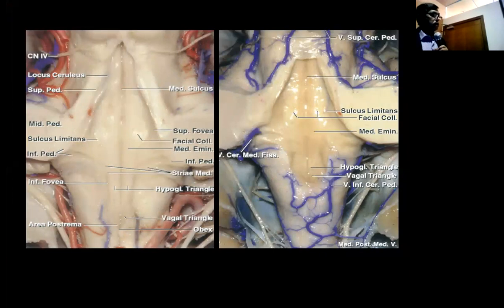The floor of the fourth ventricle has this shape: two triangles, a top triangle and a lower triangle. The top triangle is related to the pons. The lower triangle is related to the open part of the medulla. The medulla is made of two parts, the closed part and the open part. Open part because it opens into the fourth ventricle. And there is a line, which you can see here, called the stria medullaris. That's the line that divides this into the upper triangle and the lower triangle. And here is the facial colliculus.